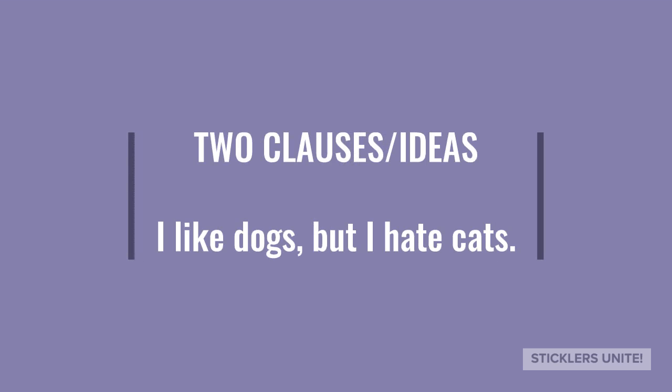I like dogs. Most of the sentences that we speak and write don't just have one simple idea inside of them, but rather many ideas combined into a larger sentence. For example, here we have a sentence that contains two clauses or ideas. I like dogs, but I hate cats. We used a comma and the word but to combine the ideas I like dogs and I hate cats.